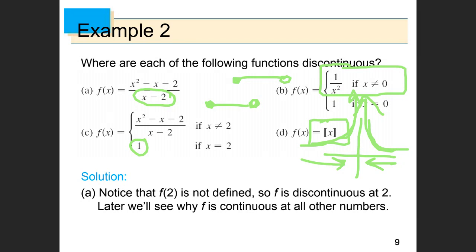All right. So let's look at the solution here. We know from the first one, f of 2 is not defined, so you don't need to bother testing the limit. You know already it's discontinuous at 2.